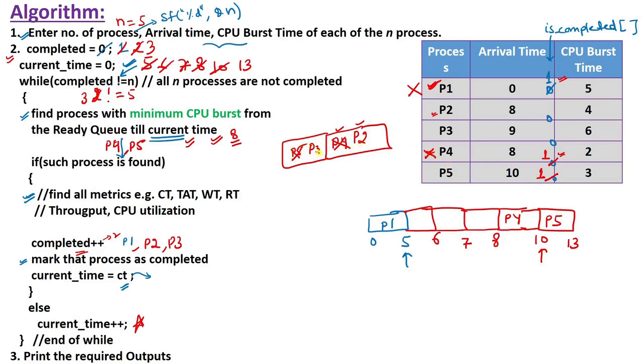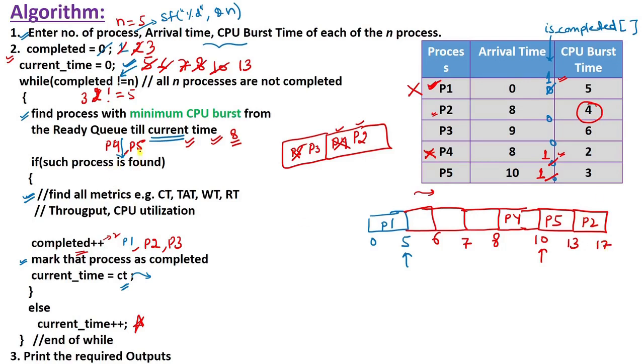Now out of P2 and P3 we will select. Till 13 units of time we have P2 and P3, and there are no new processes coming. So out of P2 and P3 we'll select P2 because it has the least CPU burst time. P2 will be selected, and this will be 13 plus 4, which is 17.